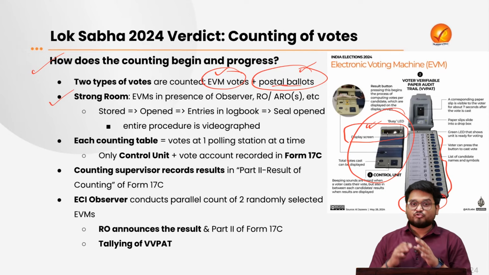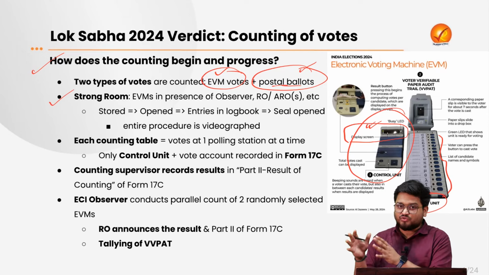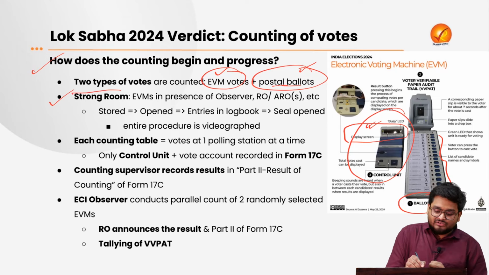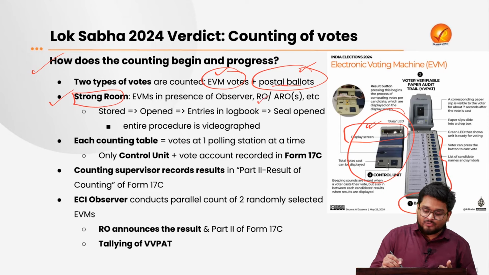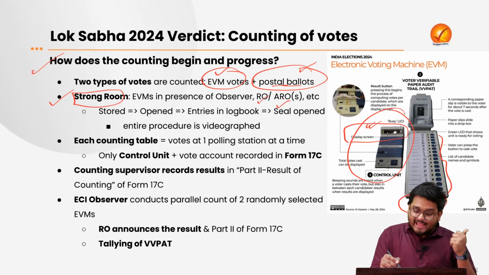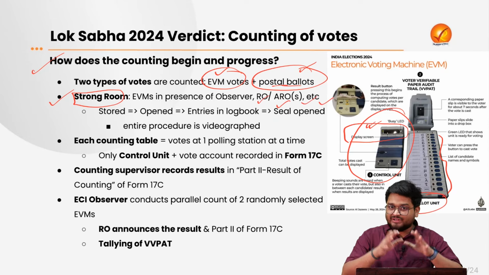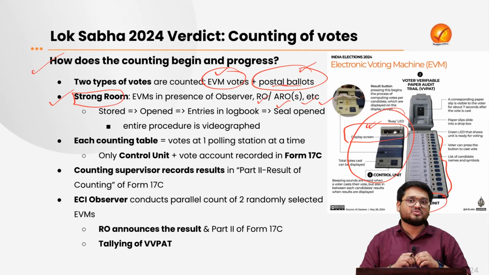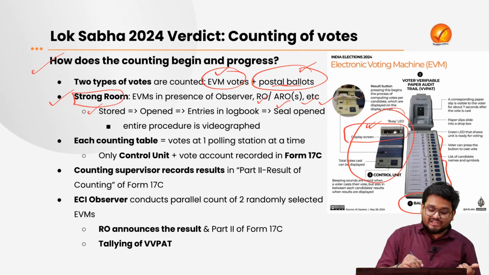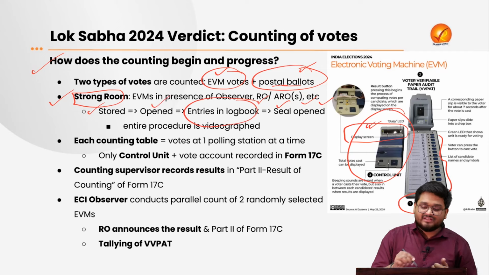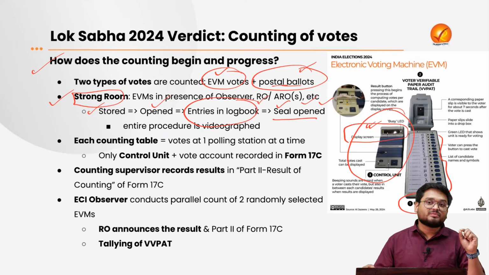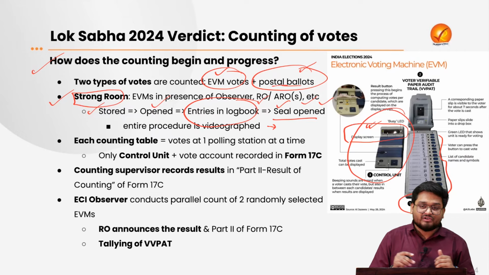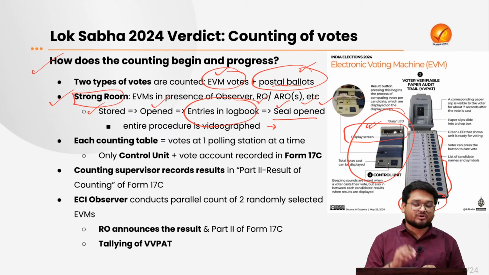And here there is a strong room in the place where the RO has chosen at the counting area. This is known as the strong room where the EVMs are stored. These EVMs will be opened in the presence of the RO, assistant ROs if there are any, the candidates, and their own agents. All of the people who are allowed in the hall will be present, and in their presence only the seal will be opened. Firstly the EVMs are stored, then they are opened, then the entries are registered in the logbook, and finally the seal is opened, with the entire process happening before all of the candidates and officers. This process is also videographed, and the date and time are recorded in the video.